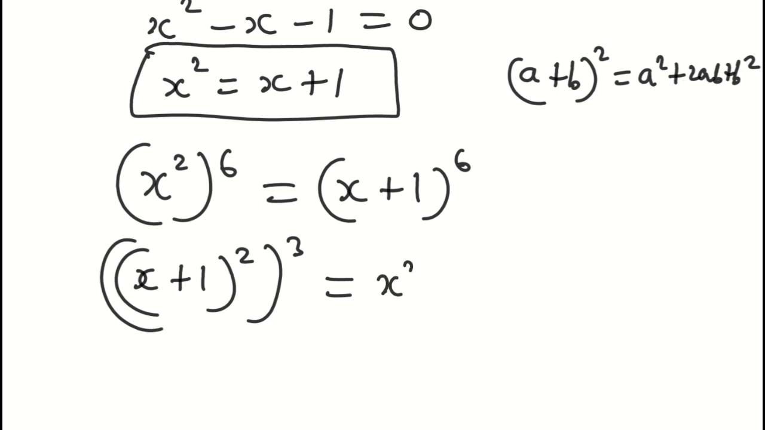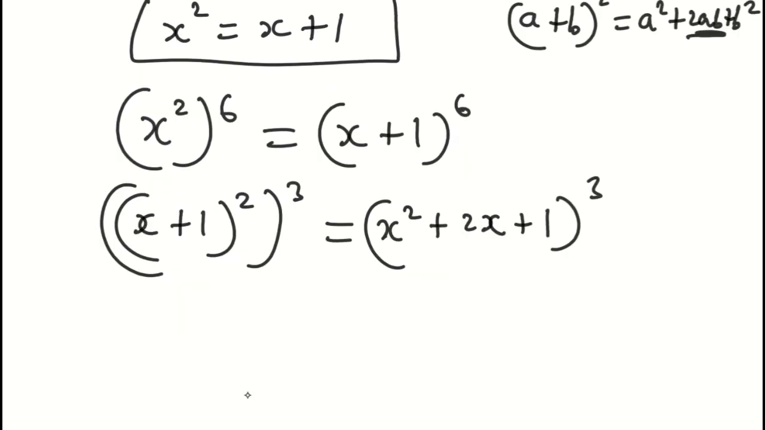This is going to be what? x squared plus 2 times x times 1, which is from this 2ab. a is x, b is 1. So 2 times x times 1 is still going to be 2x. And then 1 squared, which is 1. All right, all the way to the power of what?